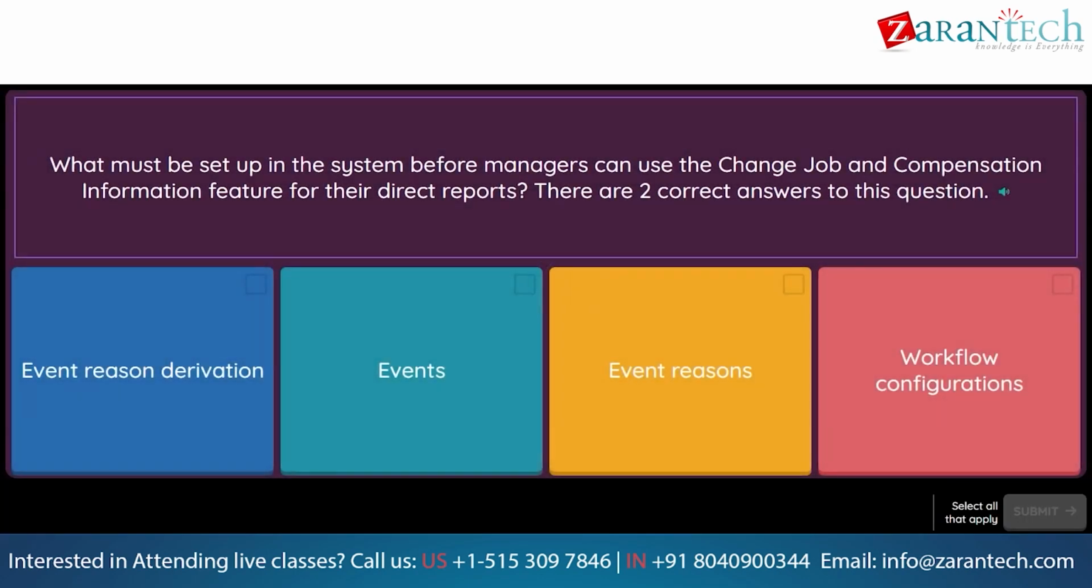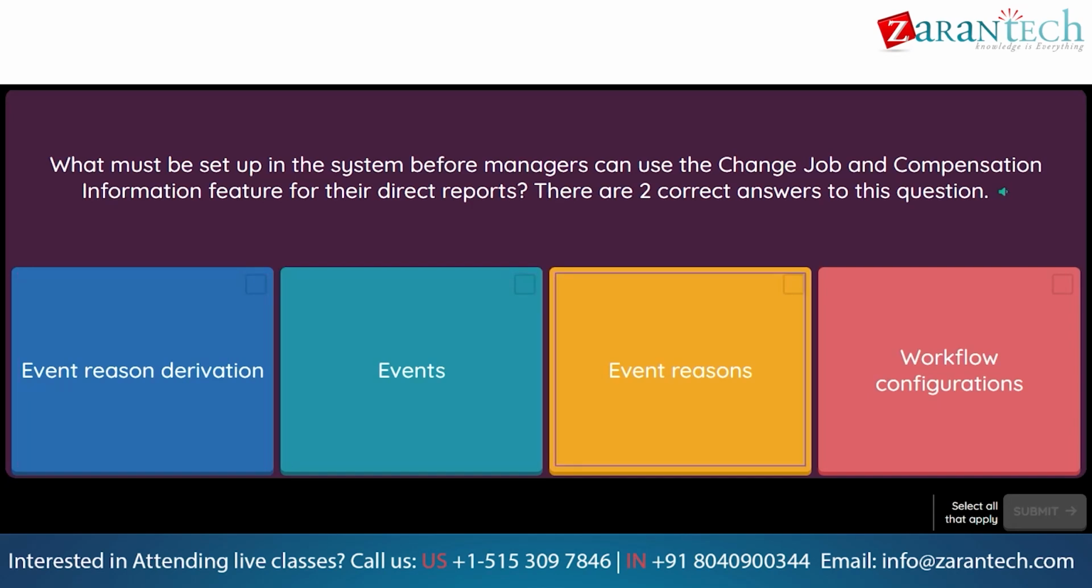Question: what must be set up in the system before managers can use the change job and compensation information feature for their direct reports? There are 2 correct answers to this question. Option 1, event reason derivation. Option 2, events. Option 3, event reasons. Option 4, workflow configurations.